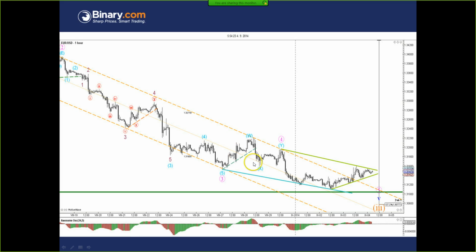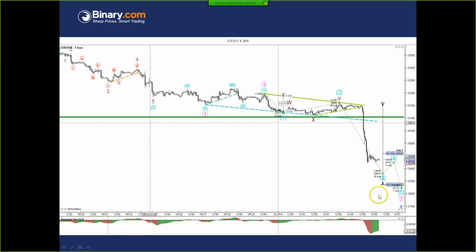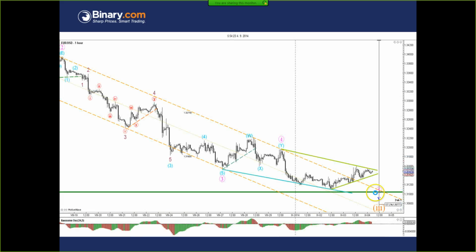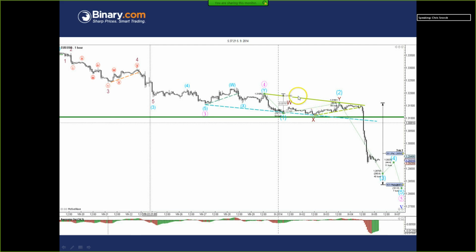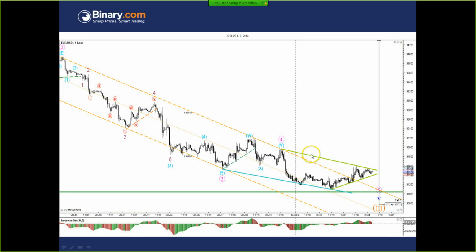So this Eurodollar downtrend, you can see, we are expecting wave 5 to finish to the downside here, as you can see. And you see these green lines? Those are these lines here at the bottom. So you see a big downtrend. You see I have wave 3 orange in play. That's being finished at this moment.